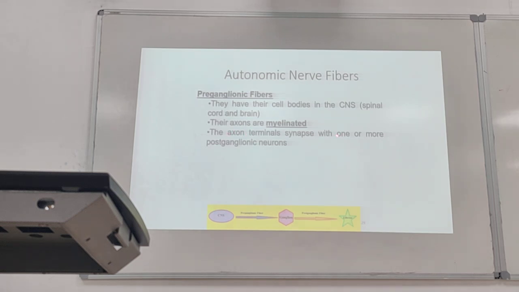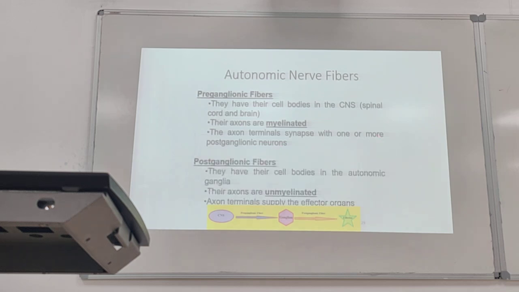Now when I write for the postganglionic, remember, this is an important point. The axon terminal synapses with one or more postganglionic neurons. Preganglionic fibers are myelinated. Postganglionic fibers are unmyelinated.